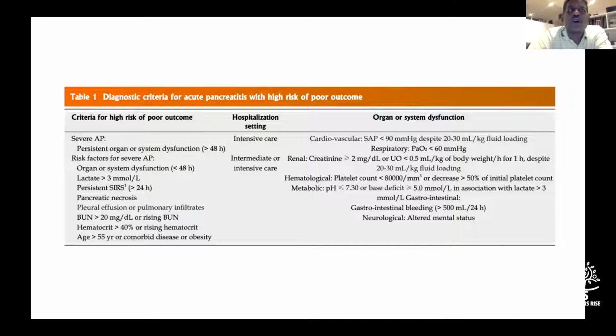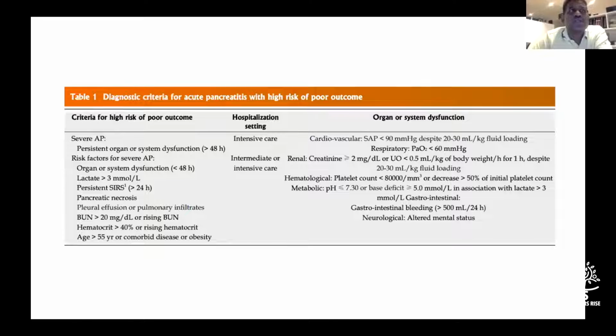And if you look at organ dysfunction: systolic blood pressure of less than 90 despite volume loading, a PaO2 of less than 60, which defines hypoxic respiratory failure, a creatinine of more than 2, or a urine output of less than 0.5 ml per kilogram body weight for 1 hour despite the fluid loading, and some of the hematological parameters which we rarely see.